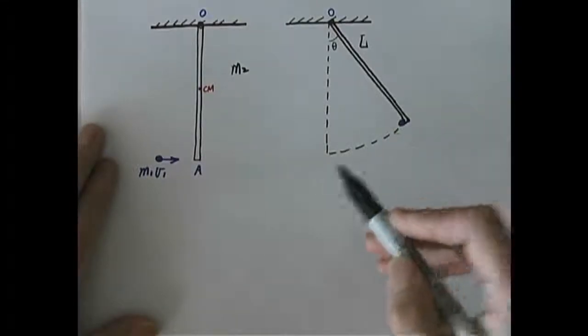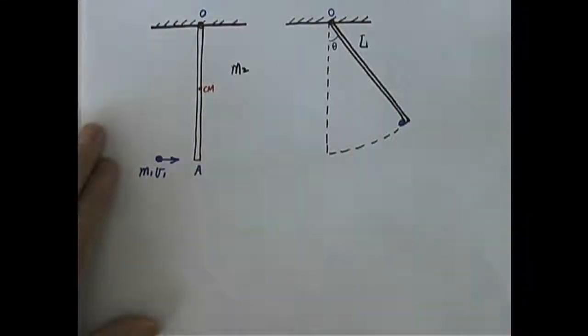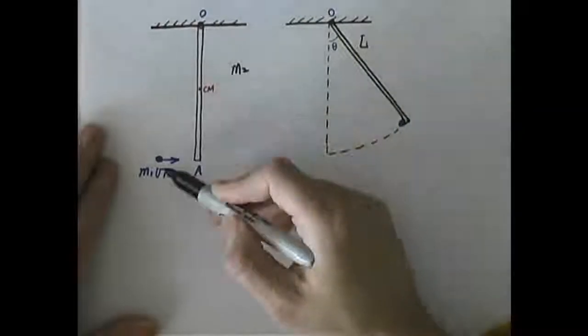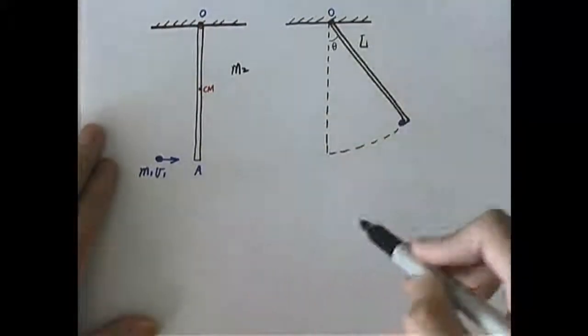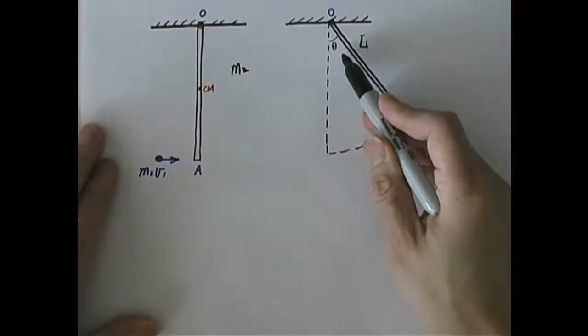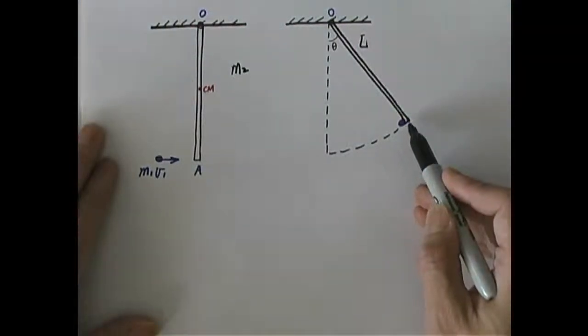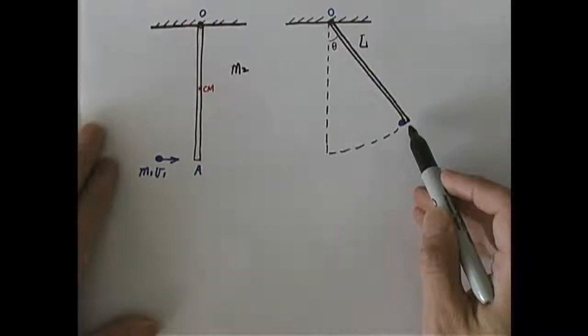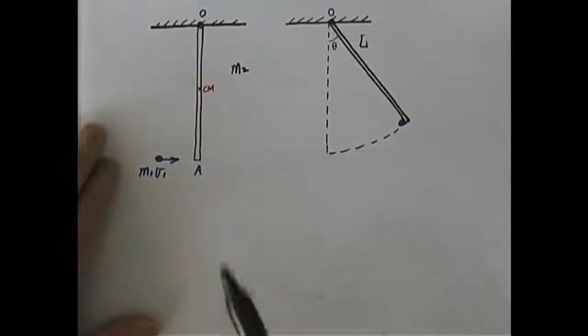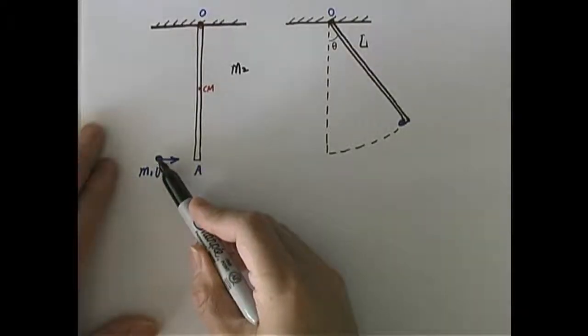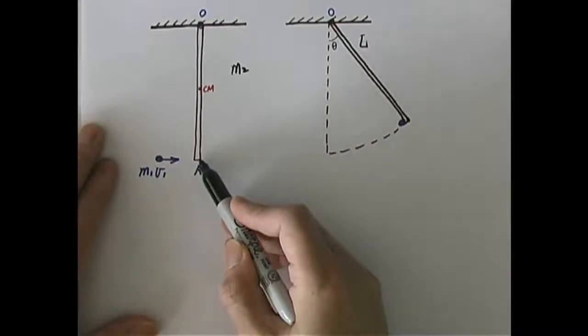Suppose you know all the necessary geometrical data and the masses m1, m2, L, and v1. Can you find that theta for me? How high will the rod be able to move upwards before it stops momentarily? Now, let's analyze this problem. I can think of this problem in two stages. One is the collision process between the small point mass and this rod.